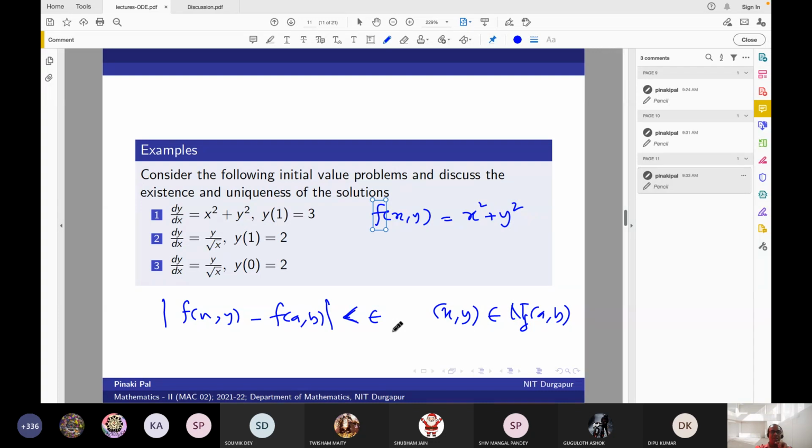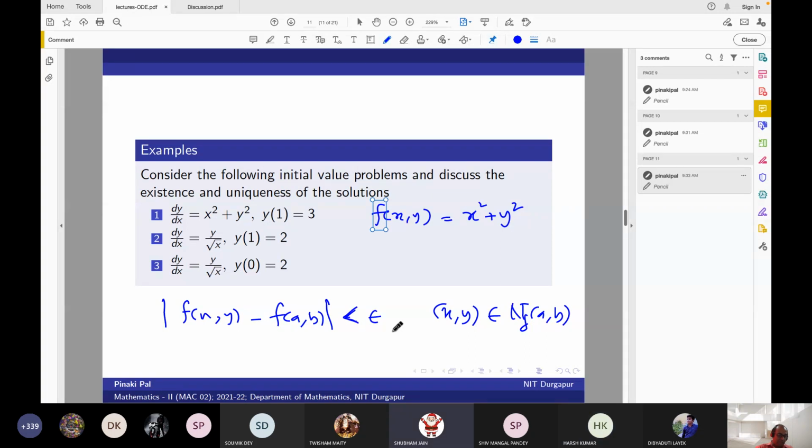It is not the first order derivative. The first order derivative will be either positive or negative. No, that is probably you are mixing with the maxima minima thing. Sir, you are saying about the sufficient condition.